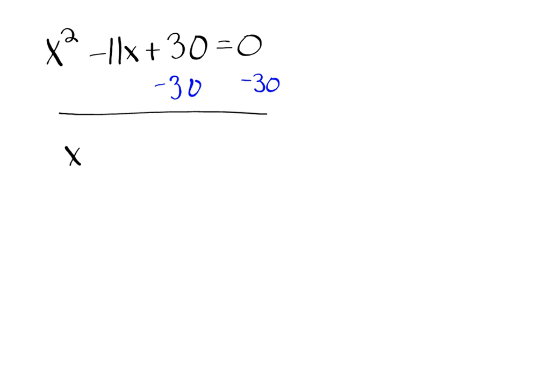So let's look at one. x squared minus 11x plus 30 equals 0. The first step is to remove the 30 to the other side of the equal sign. So I'm going to subtract 30 from both sides. What I get left is x squared minus 11x equals negative 30.